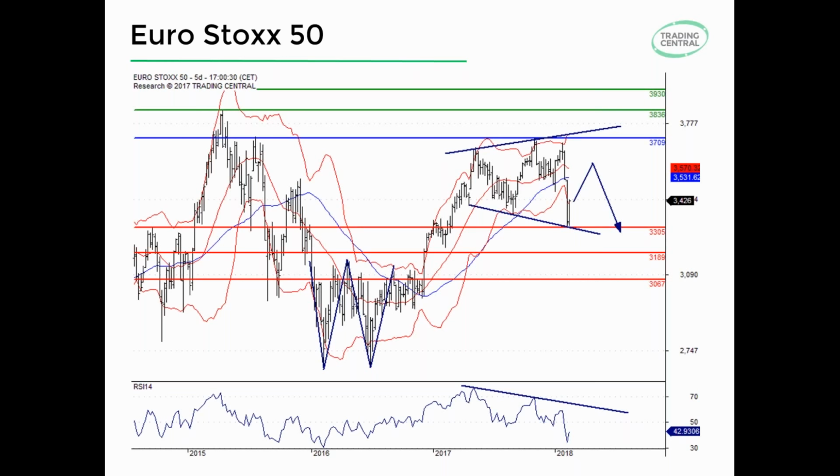So at the moment, you can see that our price is placed under the blue line pivot point. It means that we are bearish on European stocks at the moment for the long-term view. Immediate downside target is 3300 and then 3189, something like this.